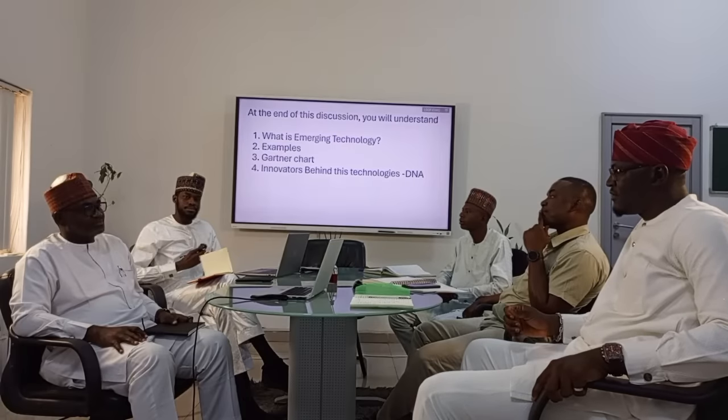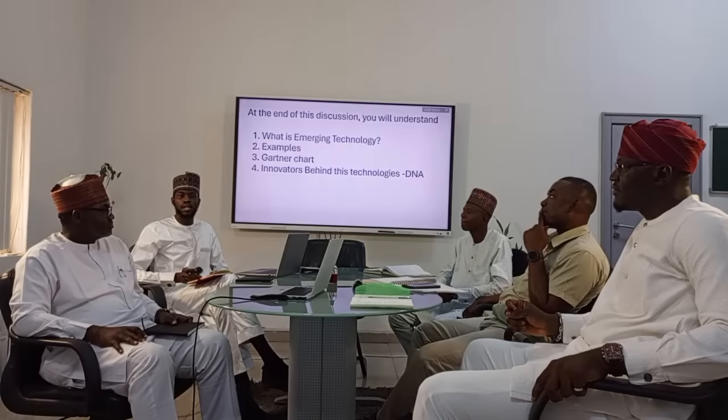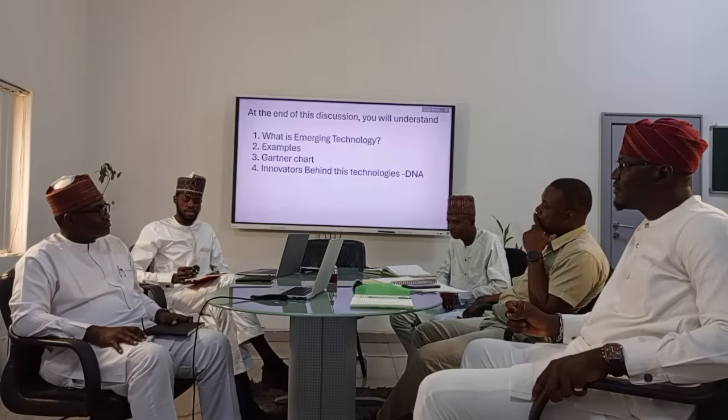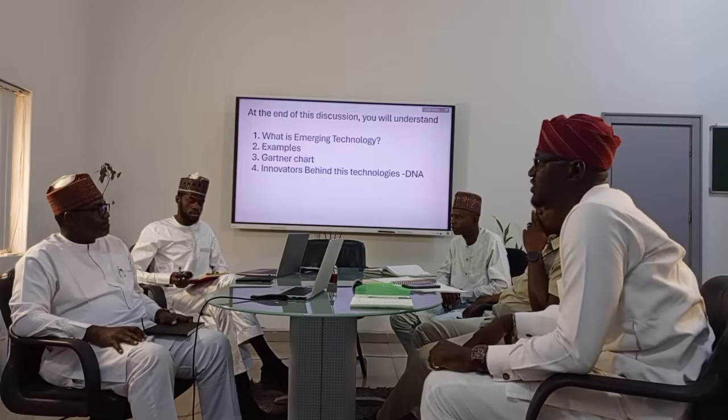So I will just briefly jump into Gartner's hype cycle. There are four stages in this cycle. We have the peak of inflated expectations, the trough of disillusionment, the plateau of productivity, and one other one.